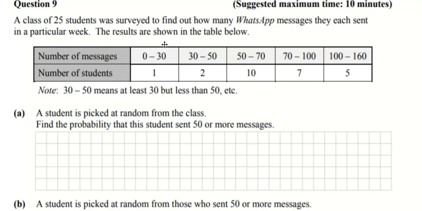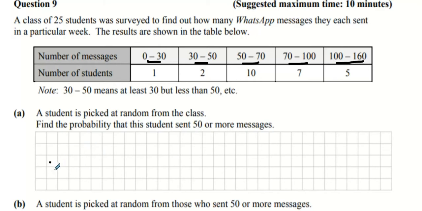Class 25 students are surveyed on how many WhatsApp messages they sent in a particular week. The results are shown in the table below. 0 to 30, 30 to 50, 50 to 70, 70 to 100, and 100 to 160. Number of students is 1, 2, 10, 7, and 5. A student is picked at random from the class. Find the probability that these students sent 50 messages or more.